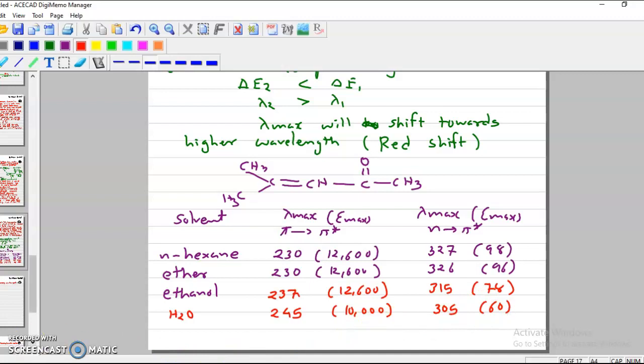So this is the effect of solvent on a carbonyl compound, for pi to pi star transition as well as n to pi star transition. So that's it in this lecture.